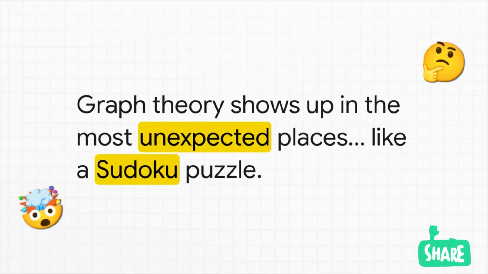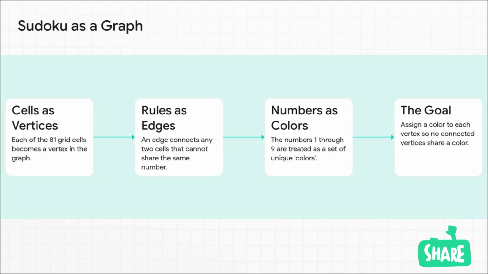But here's where it gets really interesting, because graph theory shows up in places you would never, ever expect. Like, for instance, a classic Sudoku puzzle. To a computer, this isn't a number puzzle at all. It's a coloring problem. Here's how it thinks about it. Each of the 81 squares is a vertex. An edge connects any two squares that are in the same row, column, or box, basically any two squares that can't have the same number.